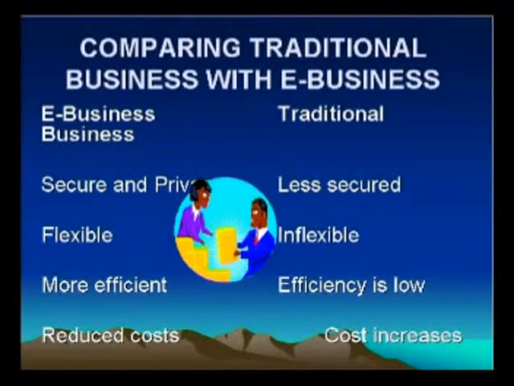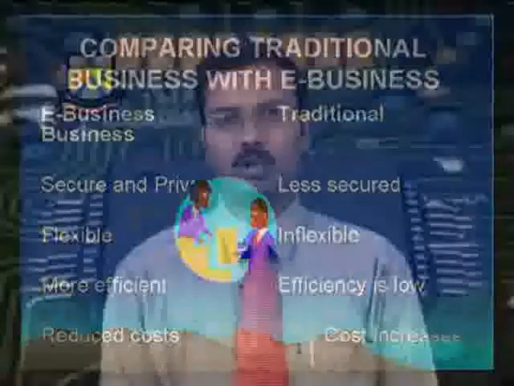For example, 24 hours a day, 7 days a week, or 365 days a year. There is no time limit for doing this sort of business. And this is more secure and more efficient than the traditional way of business. Efficient in the sense that the customer's response may be faster compared to traditional business. If the product does not suit their needs, we can immediately send our response to the manufacturers. And it reduces costs. Electronic business reduces the cost compared to the way we do things in traditional business.